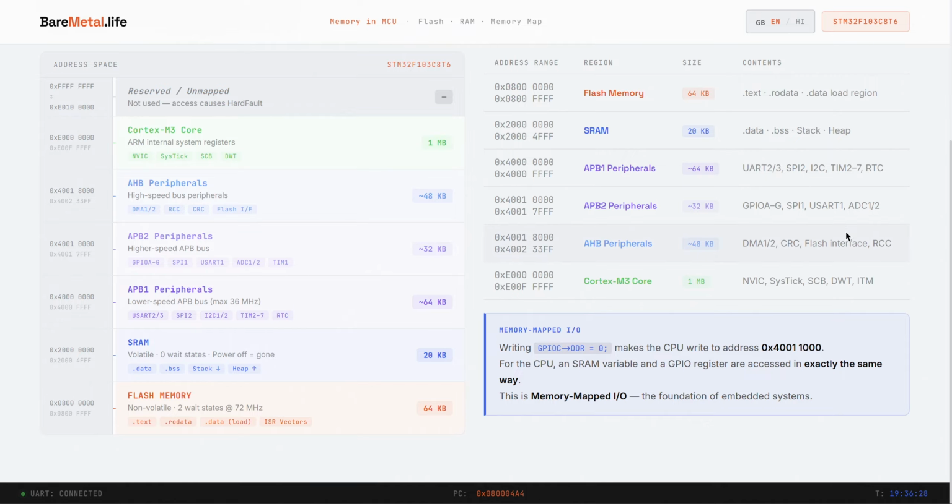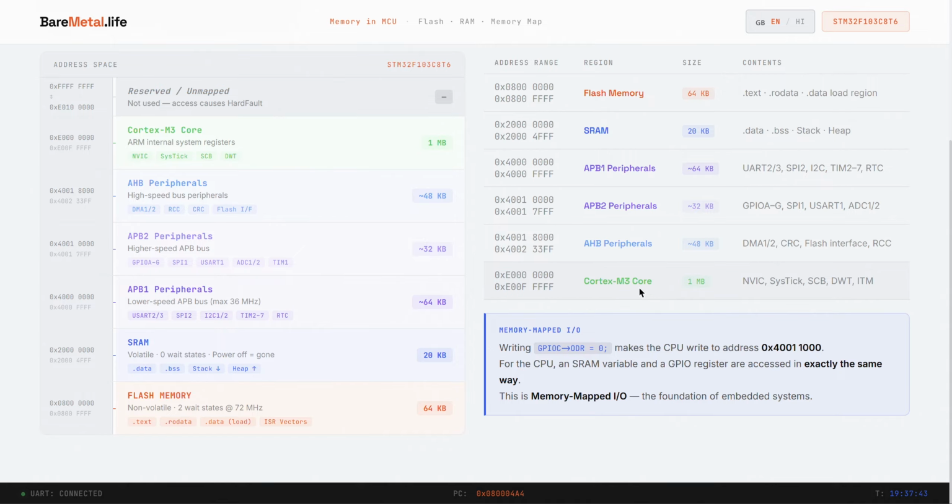Next one is AHB peripherals, 0x40018000 to 0x400233FF. This one is the high-speed bus, the fastest peripheral bus on this chip. It handles critical system components like DMA1 and DMA2, the CRC unit, the flash memory interface, and the RCC, which is the reset and clock control unit.